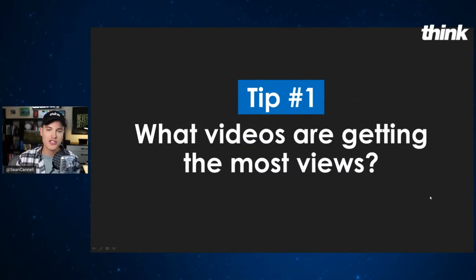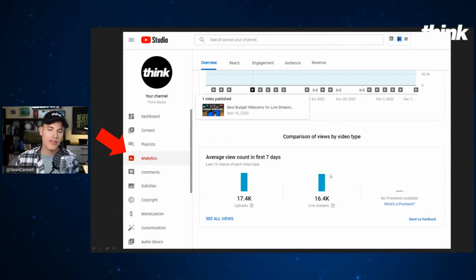We already talked about question number one, tip number one: what videos are getting the most views? And one thing I want you to see, we're going to cover some new features today. All kinds of new stuff is showing up in YouTube Studio Beta in the back end, and one of them is comparison of views by video type. This is interesting. So this says that on Think Media, the average view count in the first 7 days, across the last 10 videos of each video type, is 17,400 views. Live streams get 16,400 views. And we have not been posting premieres.